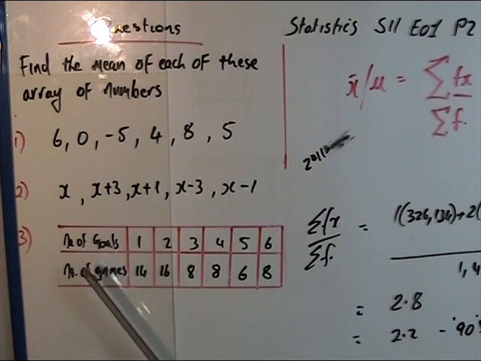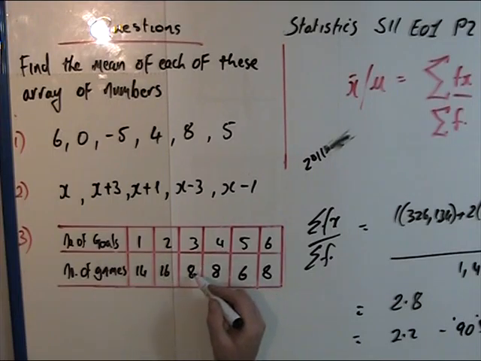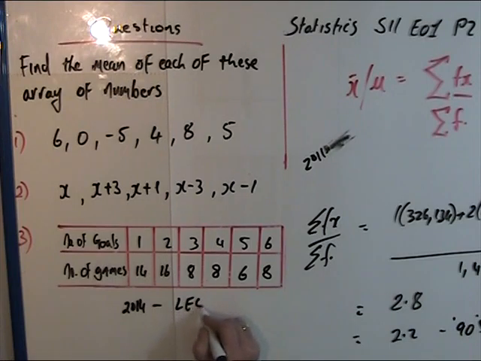Number of goals scored. So this is the number of goals: there were 14 games and we scored 1 goal. Say you're part of a team like Liverpool: number of games 16, goals 2; and number of games 8, we had 8 games and we scored 3 goals. Okay, so this would be 2014. LFC would be the Premier League champions there this year.